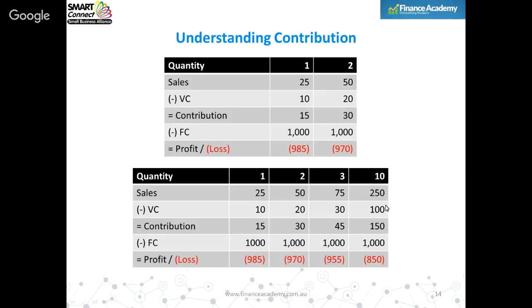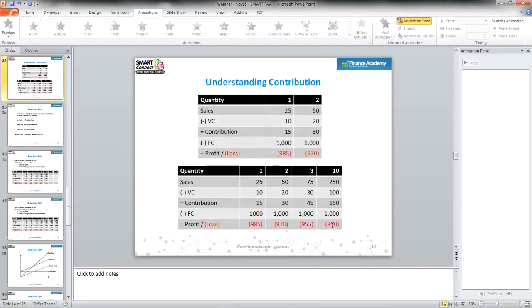When it comes to selling 10 burgers, sales or revenue will be $250. Variable cost has varied along with the sales, which is $100. Contribution is $150. Fixed cost will remain fixed, so it is $1,000. So this business has further reduced the loss. Oops, it is a bit of a typo. It is not $850. It is actually $940. My bad.